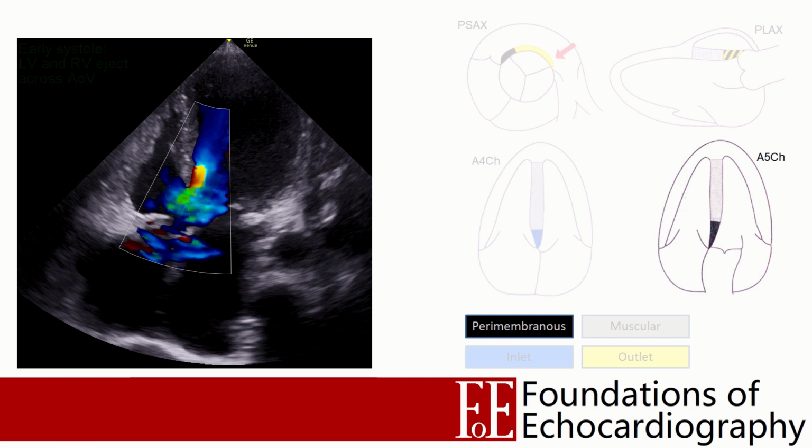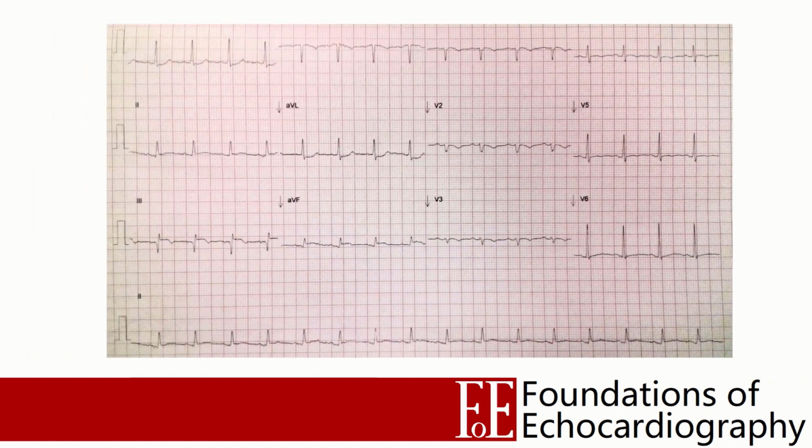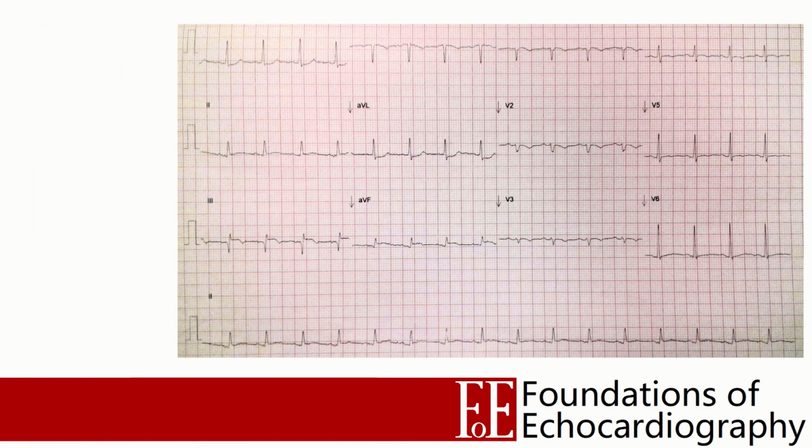In addition, you'll also encounter VSDs as complications of myocardial infarction. Here the defect or defects typically occur through the muscular portion of the septum, in the territory where the infarction occurred. Here we have the 12-lead ECG of a female patient who suffered an inferior ST elevation MI.